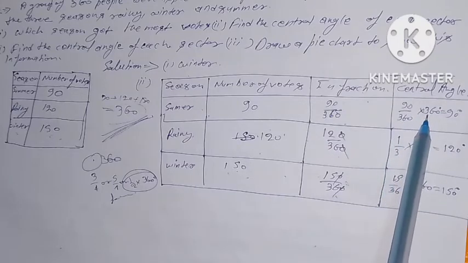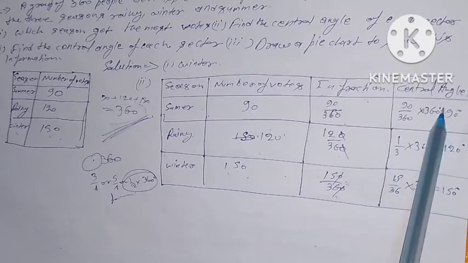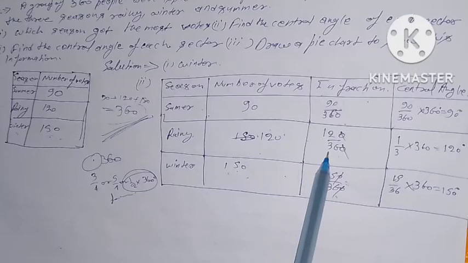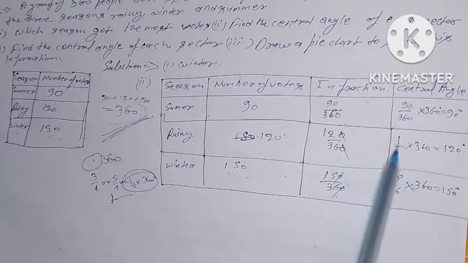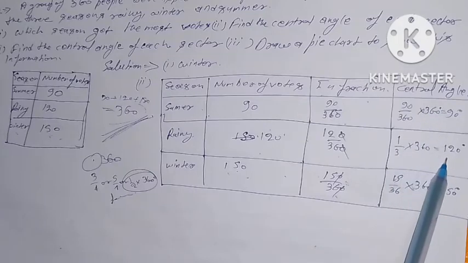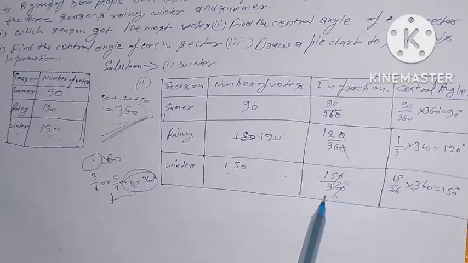360 is cancelled out by 360, then this value is 90 degree. And 1 upon 3: 12 1s are 12, 12 3s are 36, so 1 upon 3 multiplied by 360 gives the central angle equal to 120 degree. And 150 upon 360, 0 is cancelled out by 0, and 15 upon 36. 15 upon 36 multiplied by 360 degree to convert to central angle. Total is 150 degree.